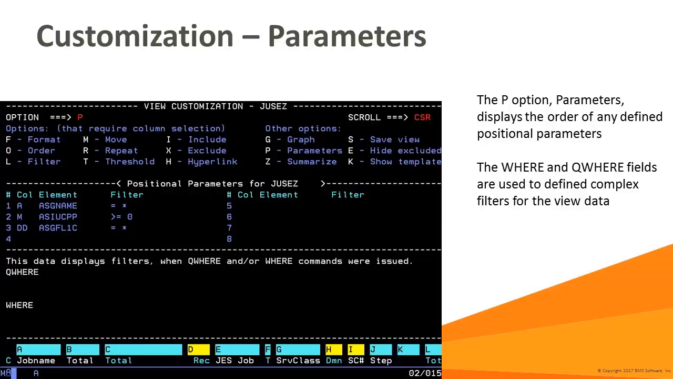The Parameters option P is used to display existing positional parameters and specify complex filters via Where and QWhere clauses. Where and QWhere allow many operations not supported for simple filters. There'll be more discussion on where clauses later in this session.